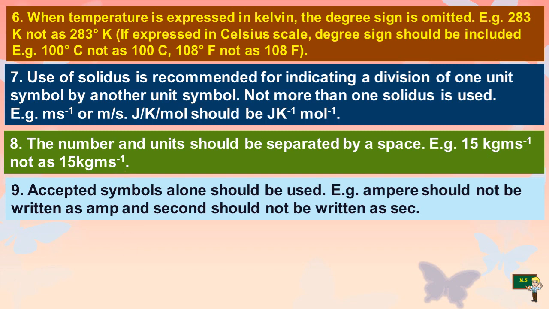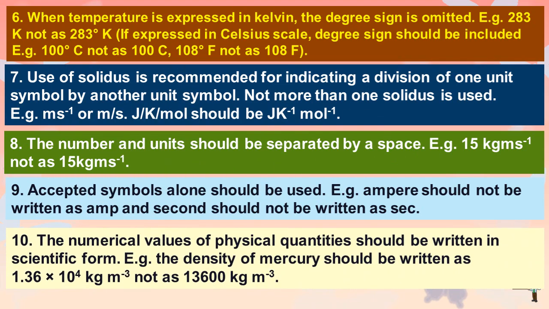Ninth one, accepted symbols alone should be used. Example, ampere should not be written as amp and the second should not be written as sec. That means the ampere should have the symbol A and the second should have the symbol s only. The last one, the numerical values of physical quantities should be written in scientific form.